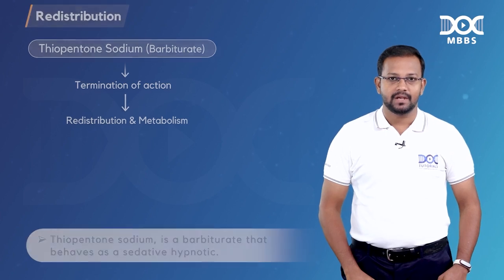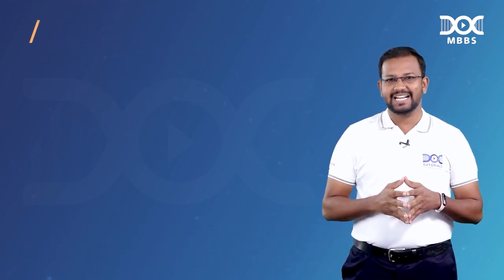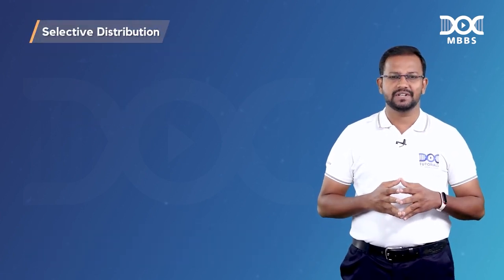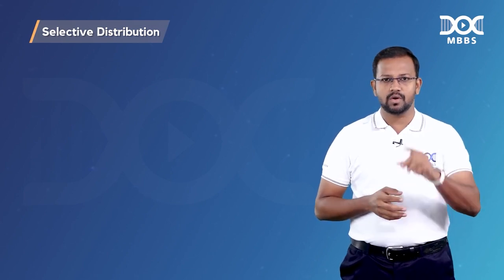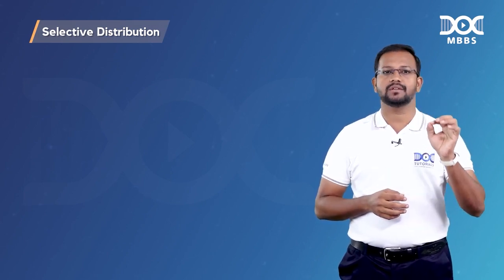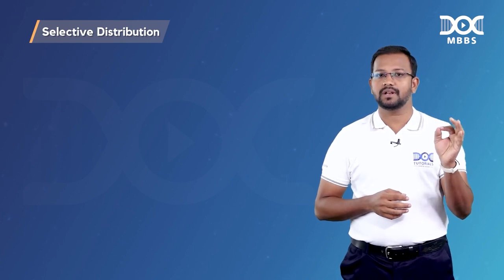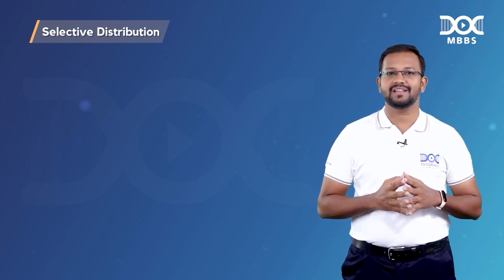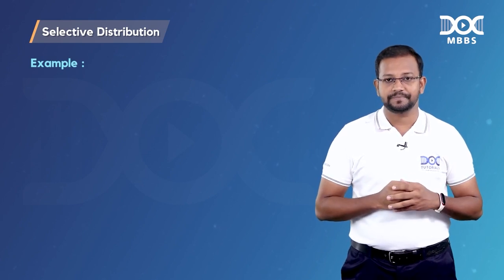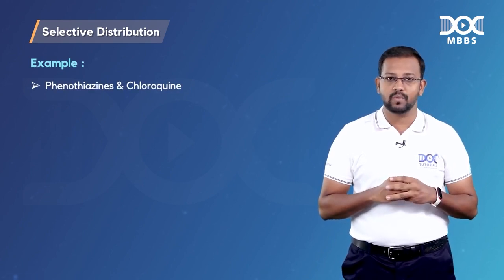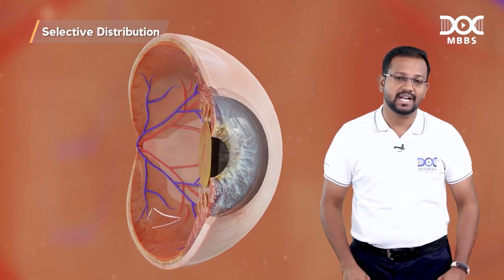Is that clear? Now, we have one more concept called selective distribution. What is selective distribution, guys? Selective distribution means certain drugs tend to be distributed only to a particular area in the human body. Not only to that area, the majority will be accumulated in a particular area of the human body. For example, we have phenothiazines and chloroquine. Phenothiazines and chloroquine tend to bind with melanin containing tissue, especially the retina.